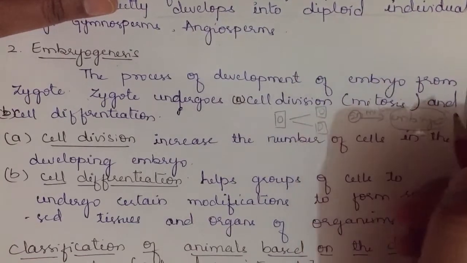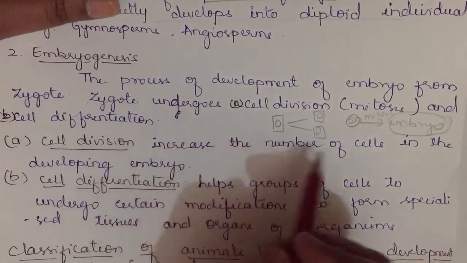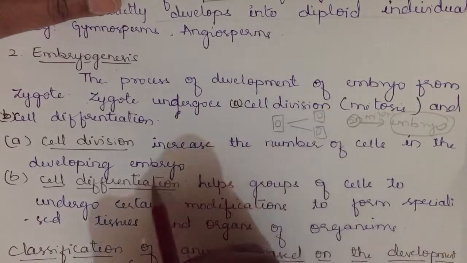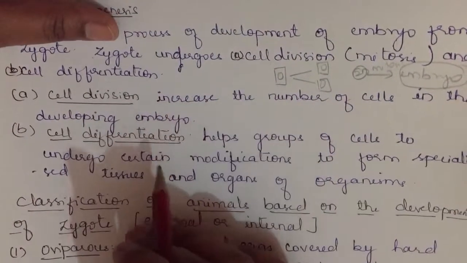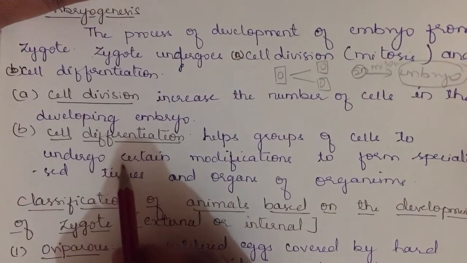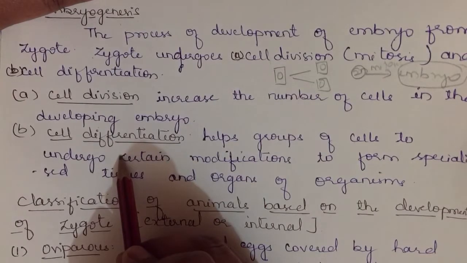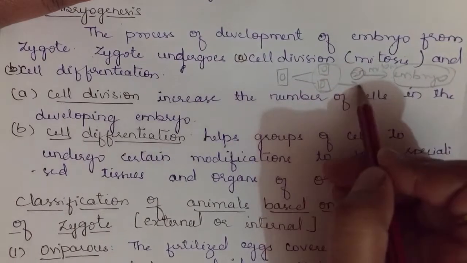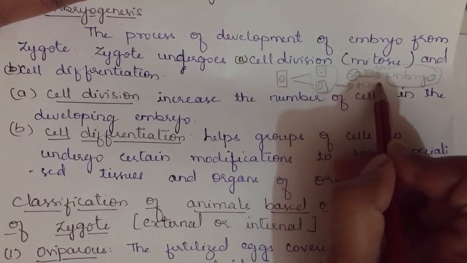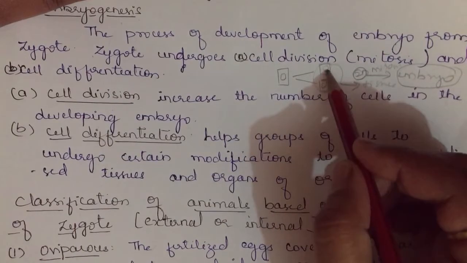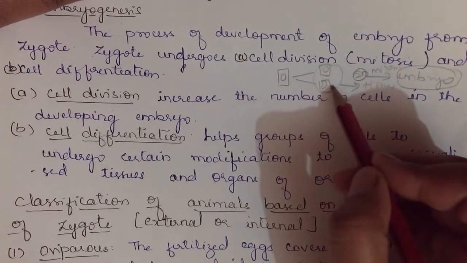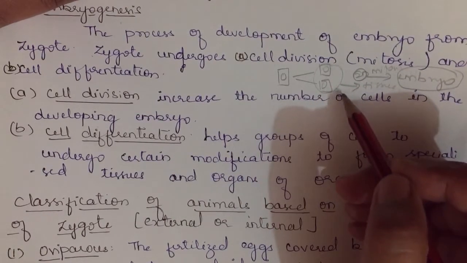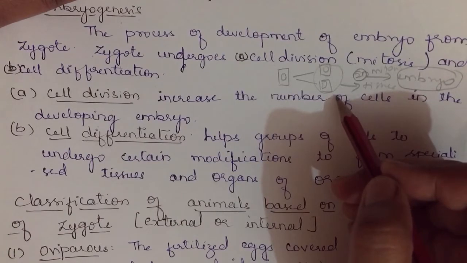Mitosis helps in the increase in the number of cells. Cell division increases the number of cells in the developing embryo. Next you have cell differentiation. The cells which have been divided here will differentiate. Each will get one particular function to act as a tissue, organ or organ system. These daughter cells will group to form one of the tissues, organs or an organ system. For that we call it differentiation.